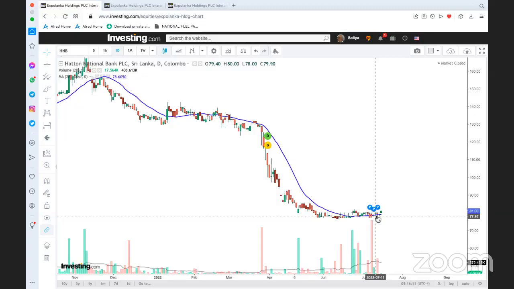So we have to remember that for whatever reason, the market is, there is a thing called information priced in.